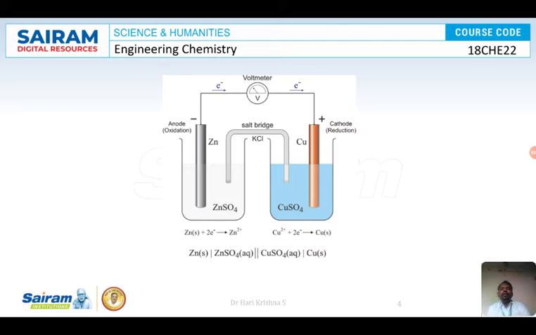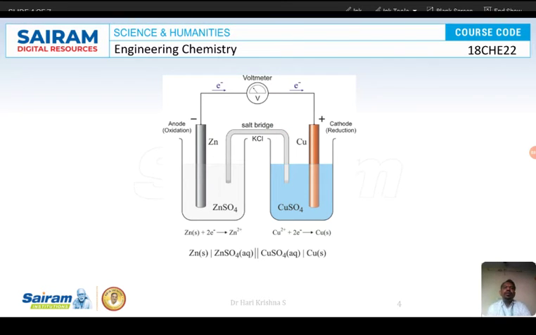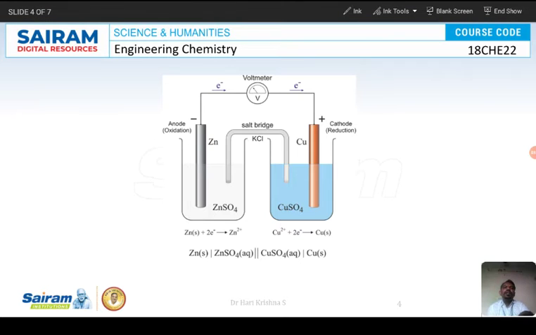A metal electrode dipped in its own salt solution is called a half cell. So I have two half cells, the zinc half cell and the copper half cell. The zinc half cell and copper half cell are interconnected through the salt bridge, and we have two electrodes, the zinc electrode and the copper electrode.